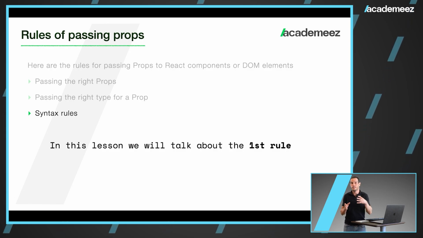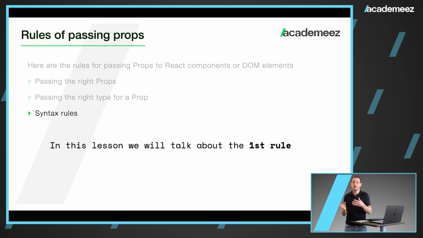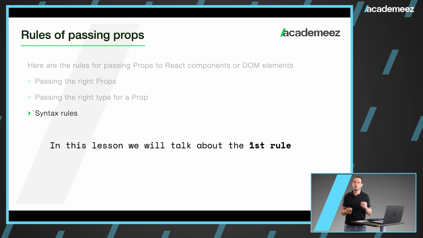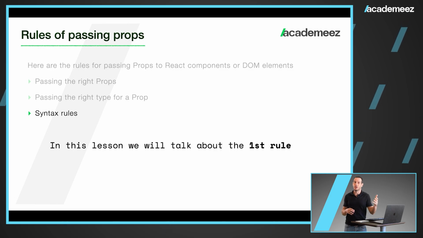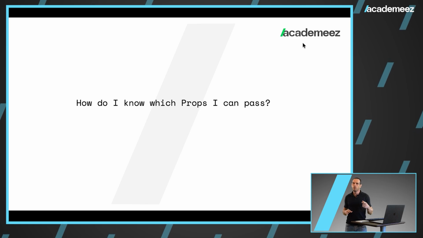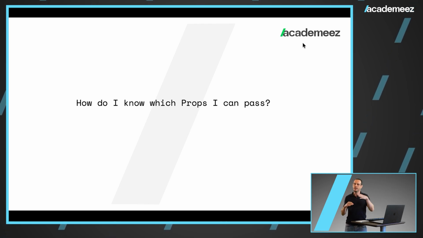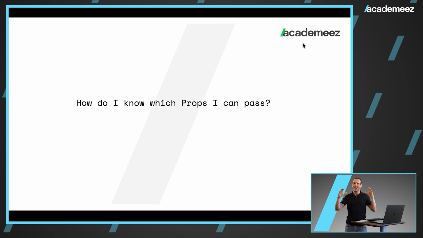The first rule is knowing which props I can pass or I need to pass, and knowing which props I can pass to a DOM element or which props I can pass to a React component. So we're going to focus on ways you can know which props you need to pass to a component. Before we dig into something more specific, like which props I can pass to an image, which props I can pass to an MUI Material Design button, before we dive deep into specifics, let's talk from a high level about the theory, which props you can pass.